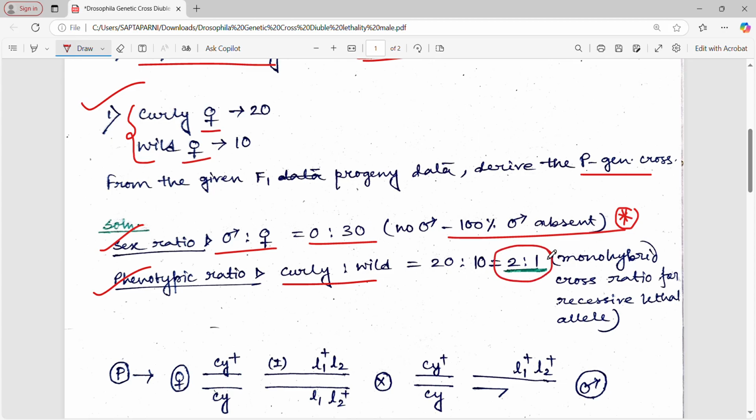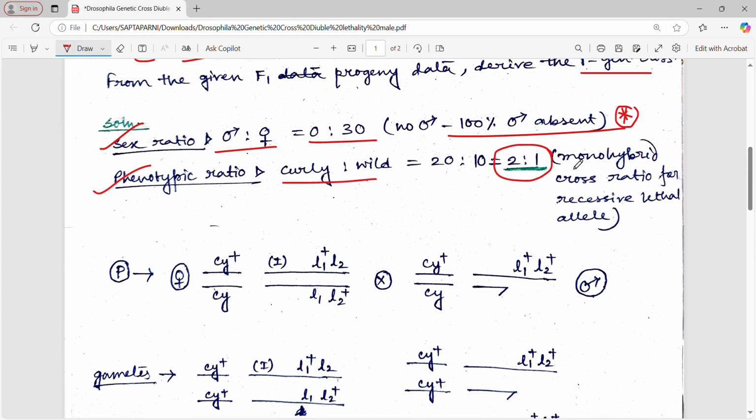We know that 2:1 is the modified monohybrid cross ratio when recessive lethal is present. Okay, we generally know 3:1 is the monohybrid cross ratio, but in presence of a recessive lethal allele like the Curly allele, the ratio becomes 2:1. Okay. Now from our previous videos we have learned that whenever there is a monohybrid cross ratio, we have to take both the parents as heterozygotes. Okay. So here in the P generation cross, you can see I have taken the mother as heterozygous for the Cy allele, Cy plus Cy, and I have also taken the father as heterozygous, Cy plus Cy. That is fair enough for the phenotypic ratio.